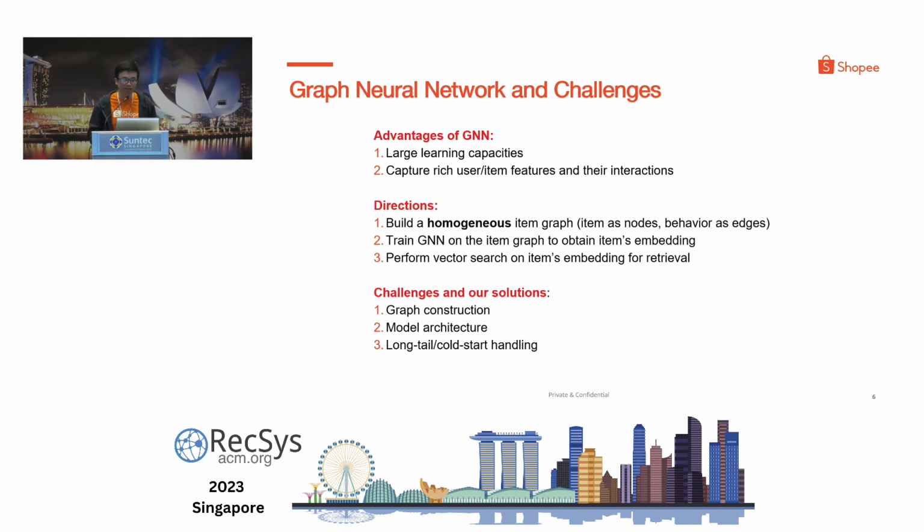The advantage of graph neural network is that it is a deep neural network applied on a graph. So first, it has a large learning capacity. Second, thanks to the graph, it can capture rich user and item features and their interactions, making this solution more advantageous compared to classical collaborative filtering or conventional deep neural networks. Since it is an item-to-item problem, we will build a homogeneous item graph with item as the only node type, and then train a GNN on the item graph to obtain item embeddings and perform vector search on item embeddings for retrieval.